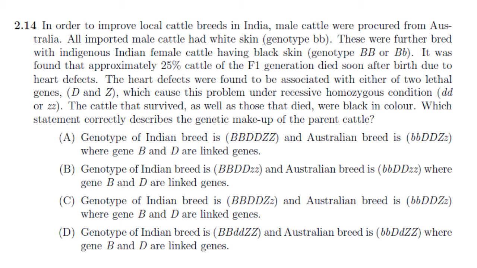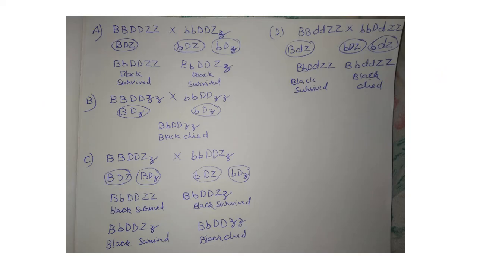The cattle that survived as well as those that died were black in color. Which statement correctly describes the genetic makeup of the parent cattle? I have given the explanation in the next. So for option A, when they had crossed BBDDZZ with small b capital D Z, they got gametes BDZ and BDZ, and when they crossed it, they got black survived and black survived. That is, all the black cattle survived in option A.